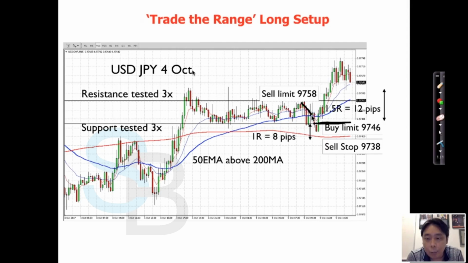And where's my stop loss? Again, 8 pips below, which is 9738. Stop loss over there, which again happens to be below the 200 moving average, so it gives me a bit more confidence. And my target price was at 9758. So I'm risking 8 pips to make 12. Risking 1 to make 1.5, so that's a good risk to return ratio.